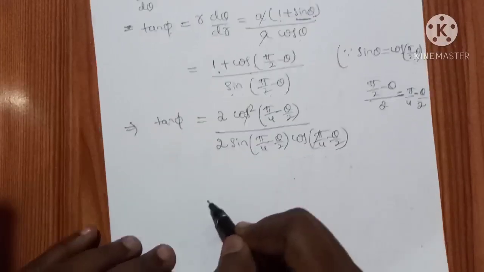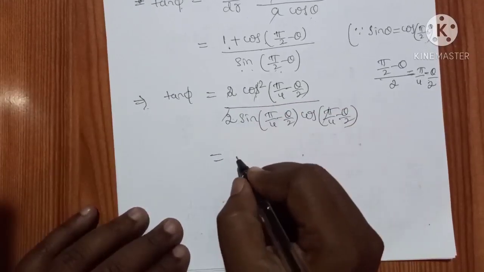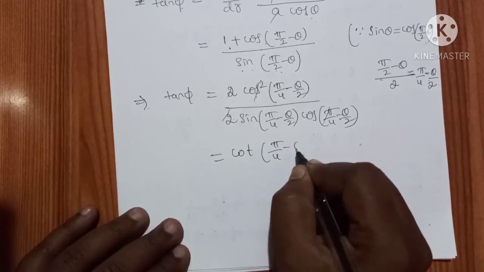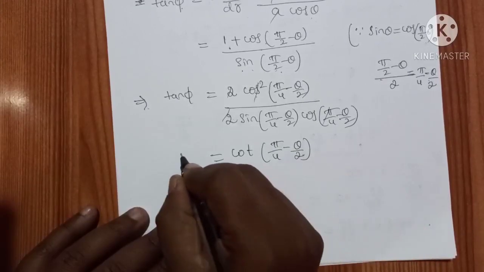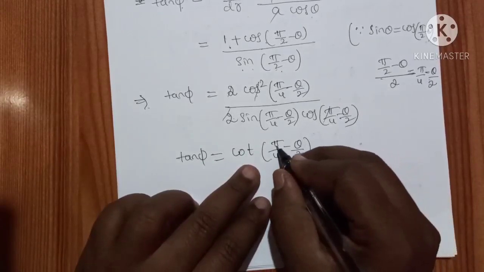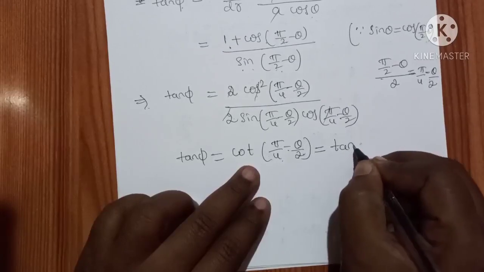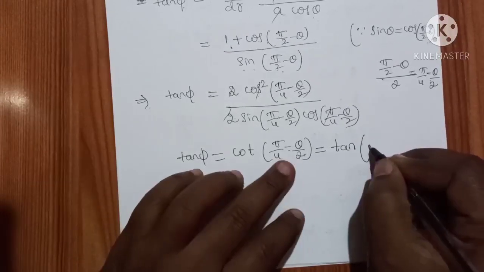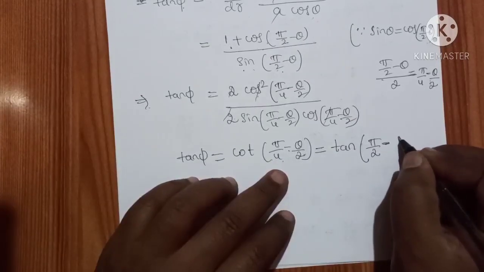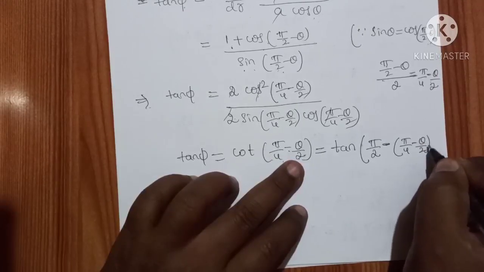One term of cos gets cancelled, even 2 gets cancelled. Cos by sin equals cot of pi by 4 minus theta by 2. This is tan phi. So this cot of pi by 4 minus theta by 2 can be written in terms of tan as tan of pi by 2 minus this angle, that is pi by 4 minus theta by 2.